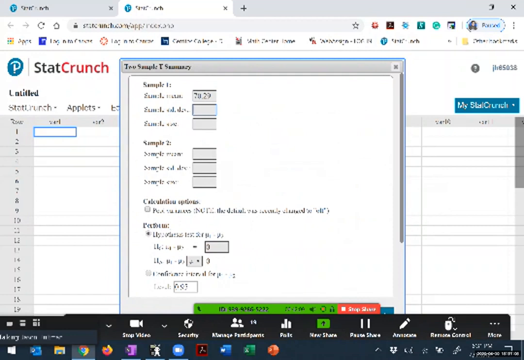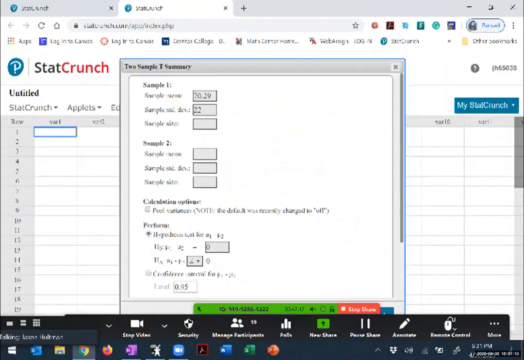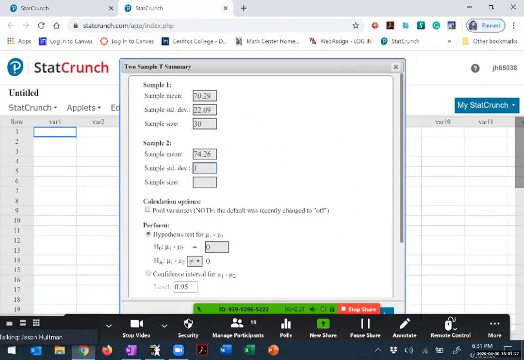Okay, what was our sample standard deviation? It was 22.09. Okay, what was our sample size? It was 30. Okay, for the second group, the sample mean was 74.26. Our sample standard deviation was 1815. Oh, that was a good year. I'm just kidding. I don't know what happened in 1815. I wasn't around. Okay, sample size is 32.